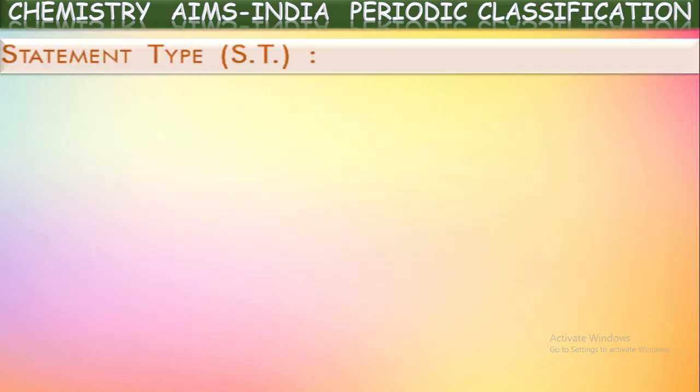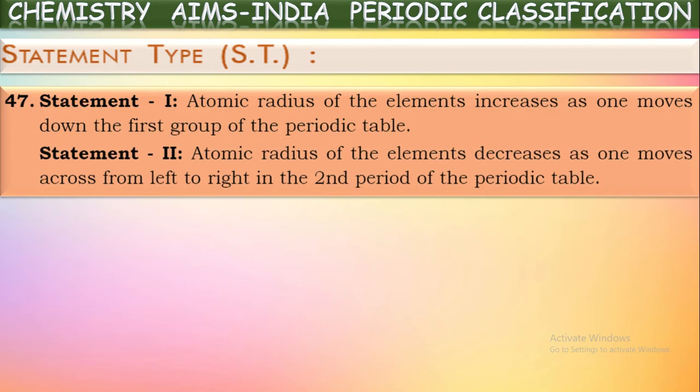Next, statement type questions. See the first statement given in the question. Atomic radius of the elements increases as one moves down the first group of the periodic table. So in a group from top to bottom, atomic radius decreases for the elements. Is it correct? Yes. Atomic radius increases. Yes, it is correct, because from top to bottom, if you see in the first group, from one element to another element, as we move down, a new shell is being added.